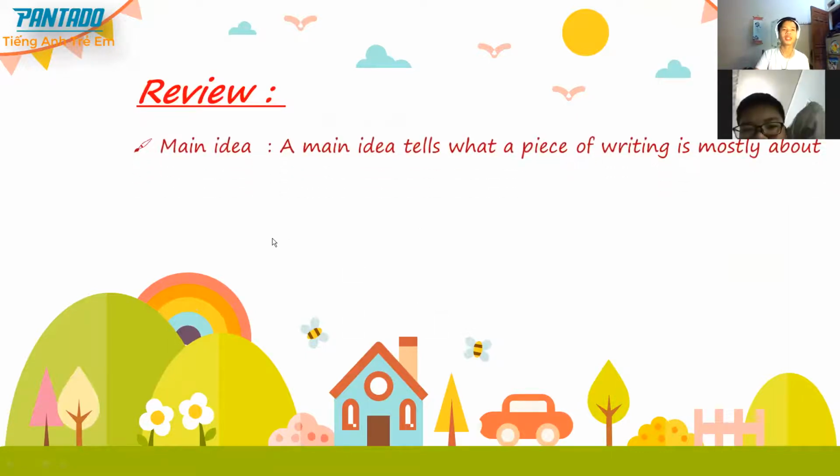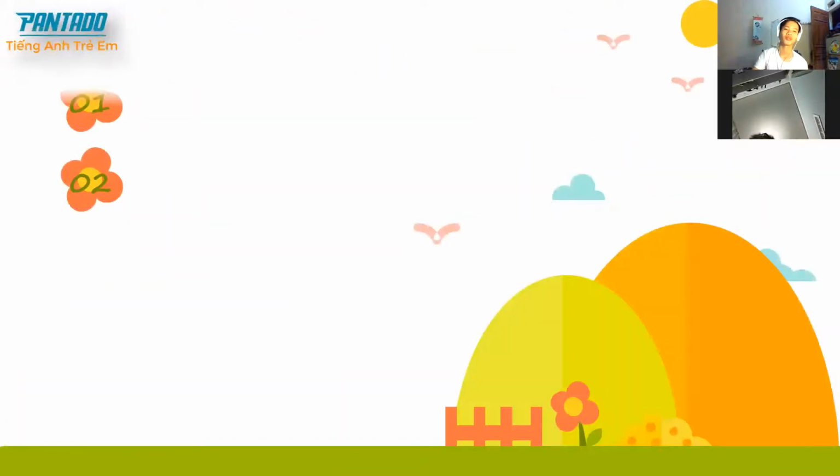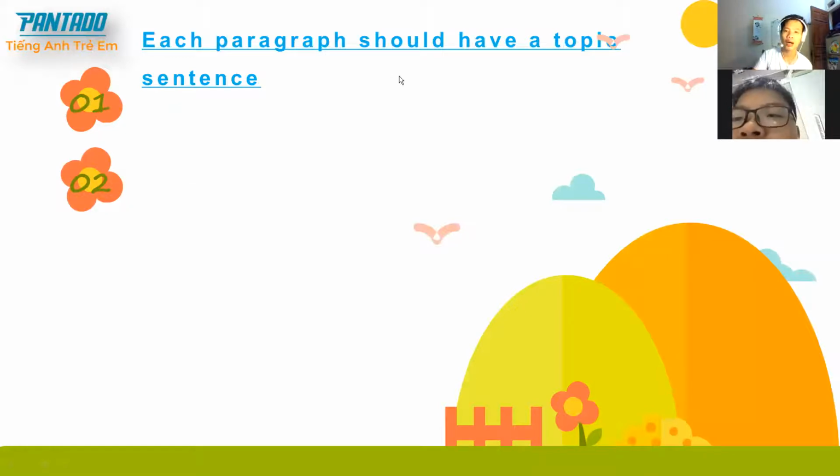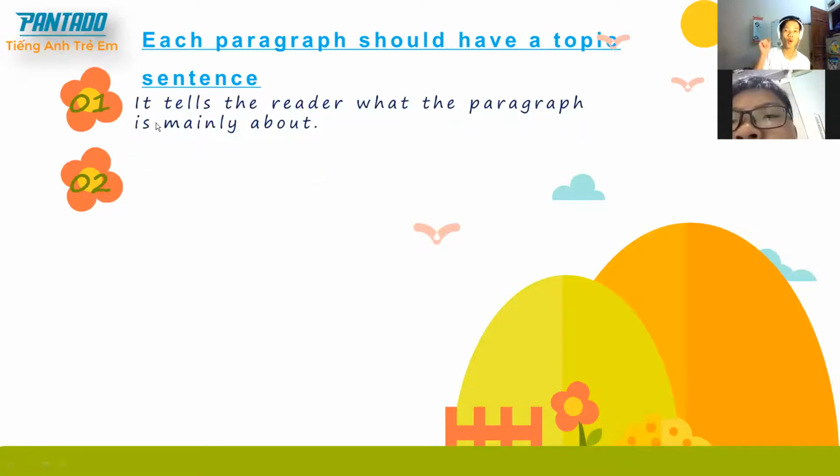Now, review. Main idea. The main idea tells what a piece of writing is mostly about. The main idea is expressed in what is called the topic sentence. Each paragraph should have a topic sentence. It tells the reader what the paragraph is mainly about.